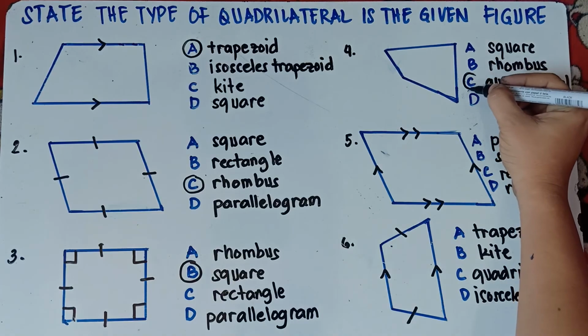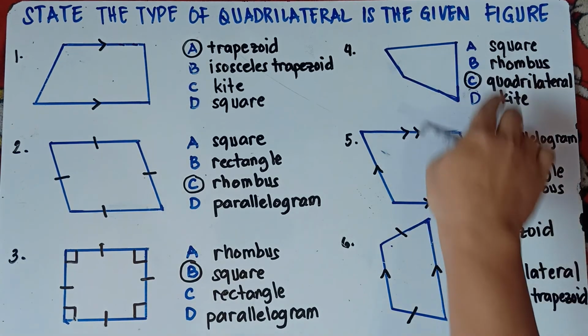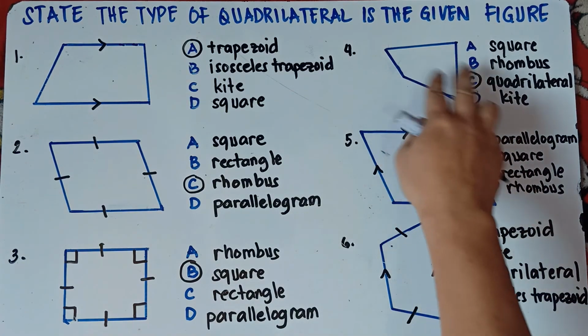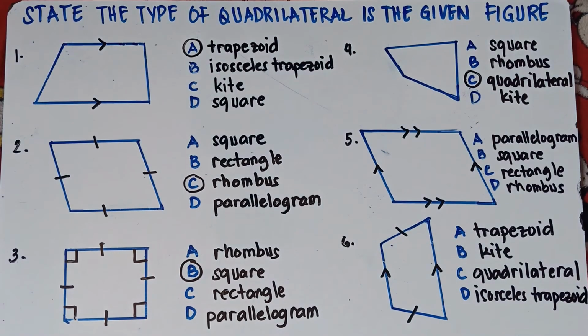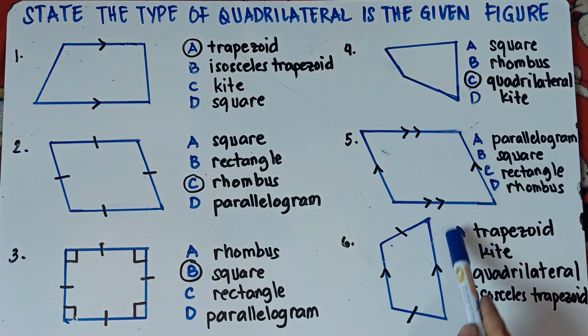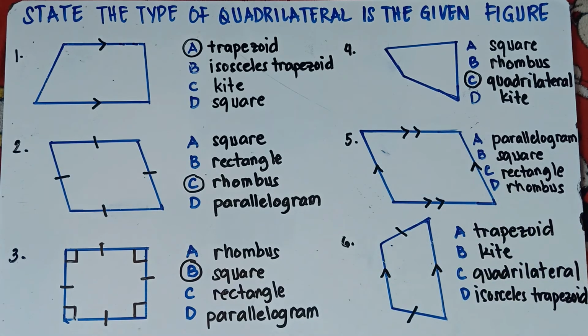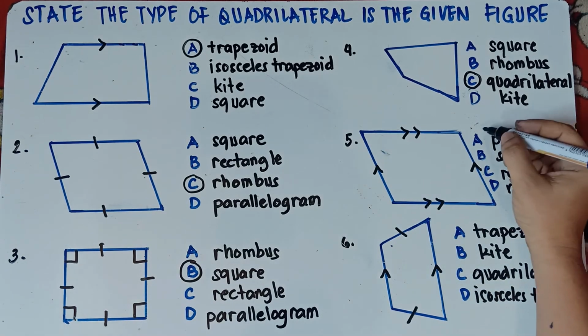Once again, a quadrilateral is a 4-sided polygon. So 1, 2, 3, 4. It's just simply quadrilateral, class, because we don't have the markings. Okay, so number 5. So we have 2 parallel sides. This side is parallel to this side, and this side is parallel to this side. What's the answer, class? Is it A, parallelogram, 2 pairs of parallel sides, B, square, C, rectangle, D, rhombus? Basic definition, class. That's correct. It should be parallelogram, 2 pairs of parallel sides.